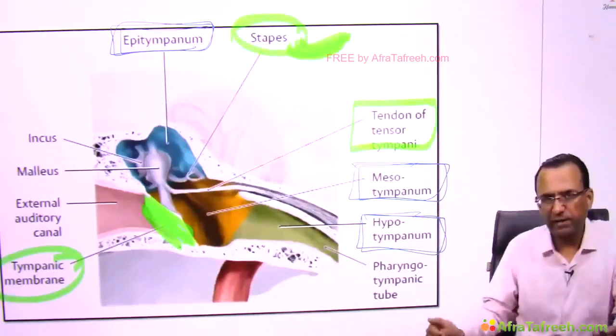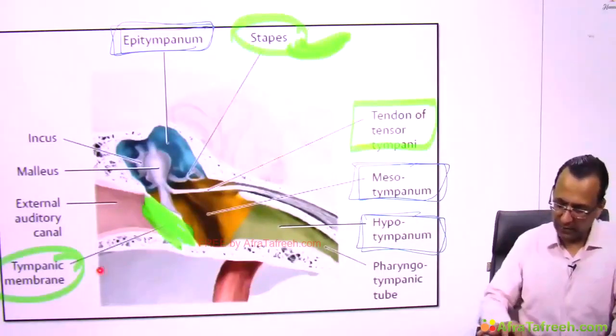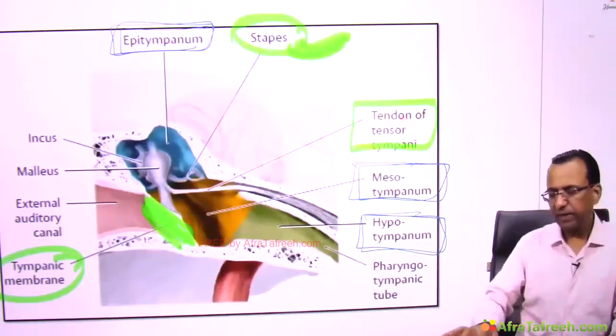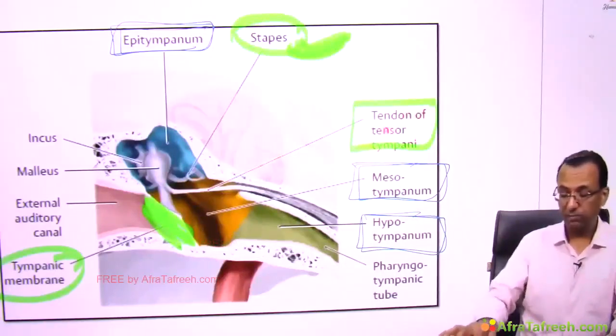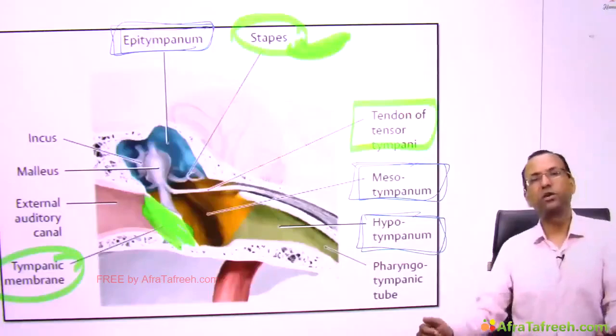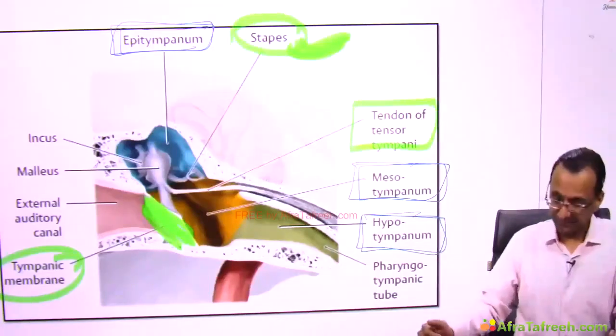What if stapedius is not working? Hyperacusis. What if tensor tympani is not working? Maybe again hyperacusis, because they were basically for dampening of the sound. Too much sound should not reach the inner ear.